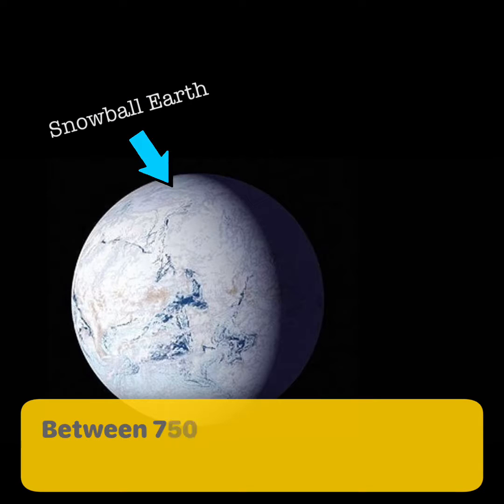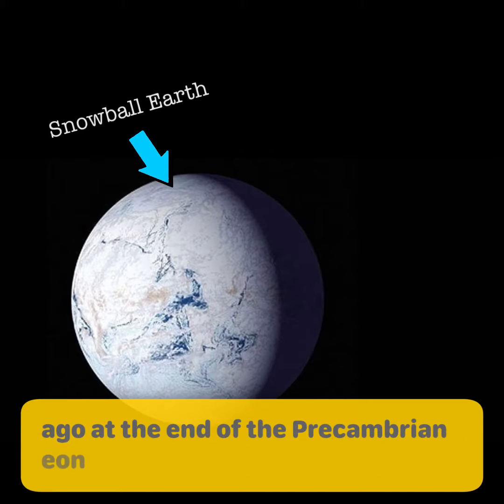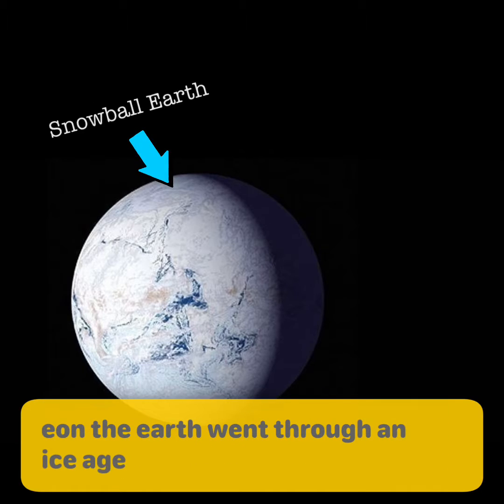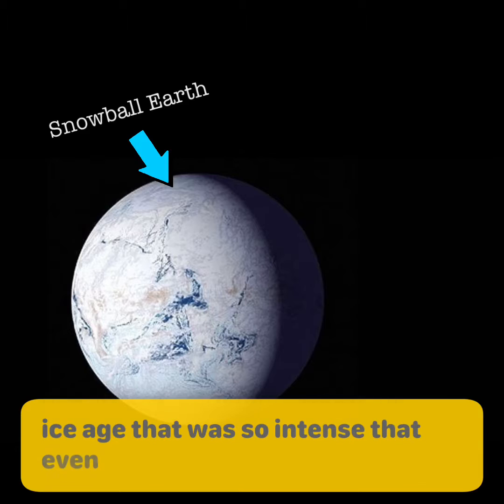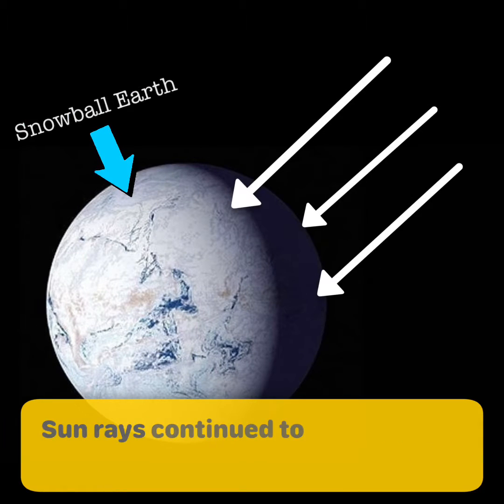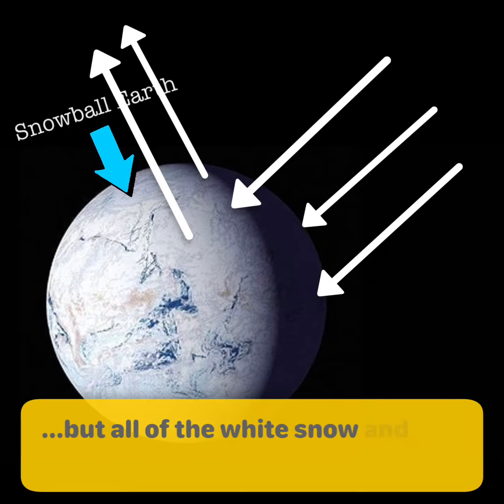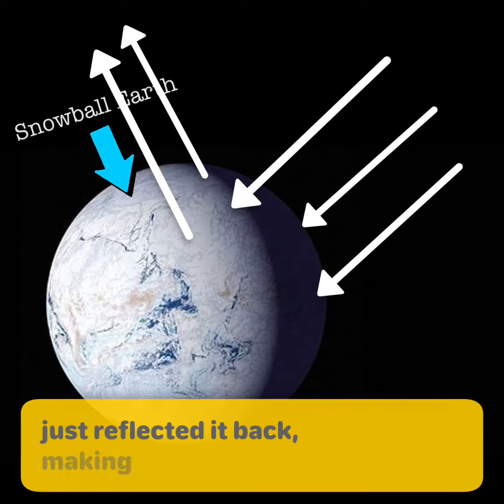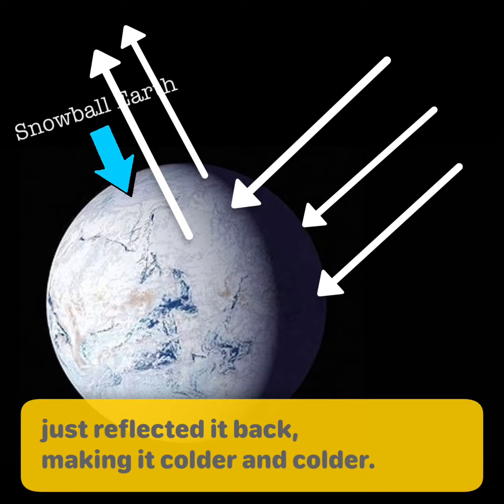Between 750 and 600 million years ago, at the end of the Precambrian eon, the Earth went through an ice age that was so intense that even the oceans were covered in snow and ice. Sun rays continued to shine down on the Earth, but all of the white snow and ice just reflected it back, making it colder and colder.